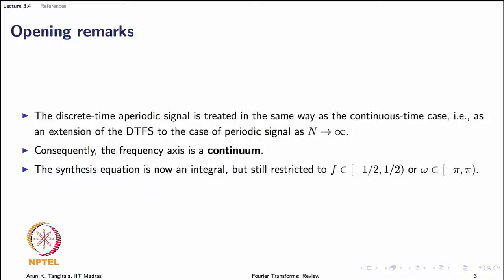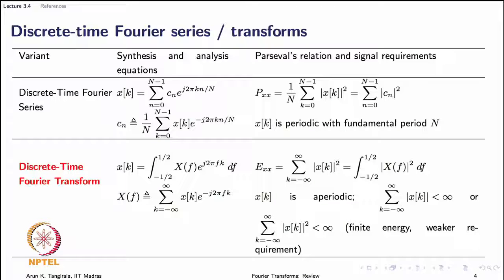Consequently, the frequency axis is a continuum, and once again the discrete time Fourier transform can be derived starting from the Fourier series equation for the periodic signal by letting the period go to infinity. So, a recap and a comparison with the discrete time Fourier series case. This is pretty much similar to what we saw for the continuous time case.